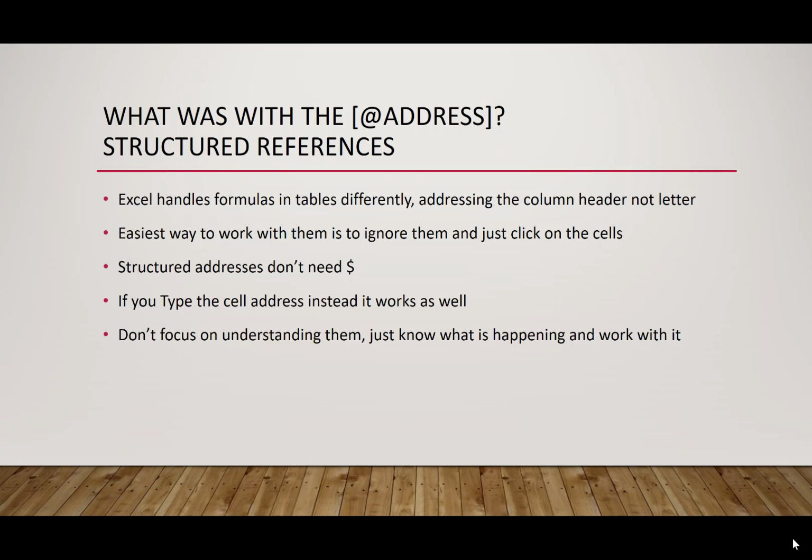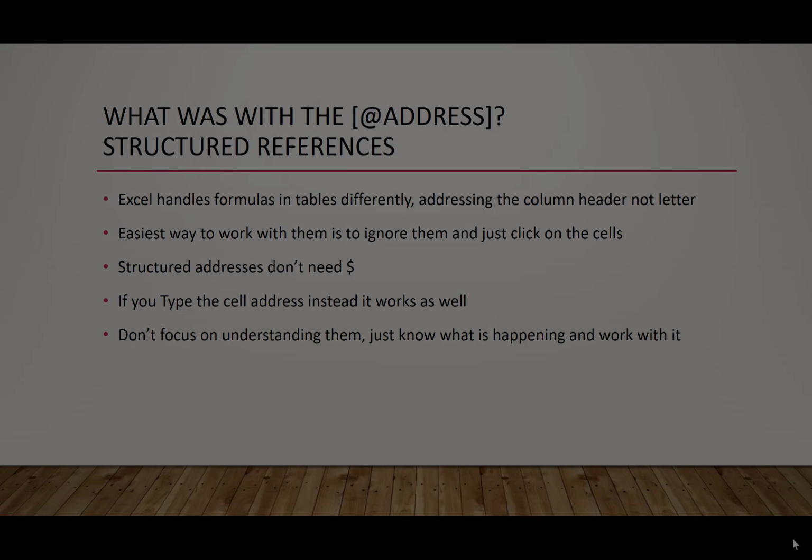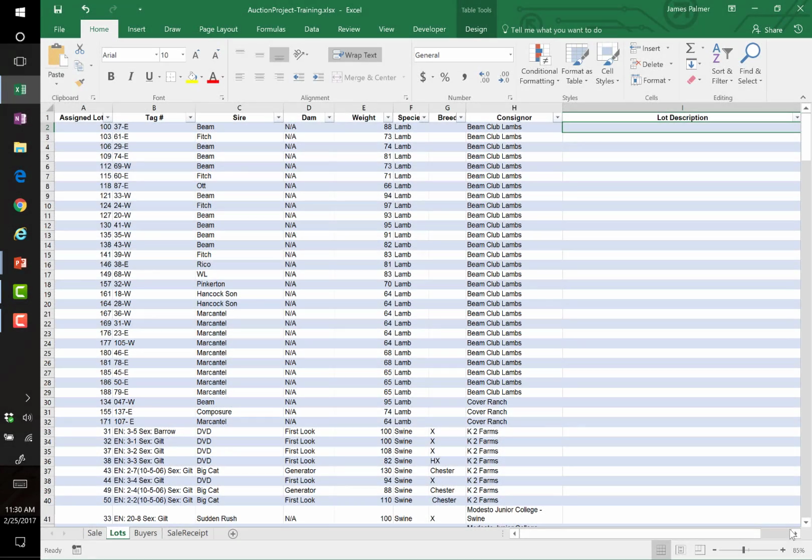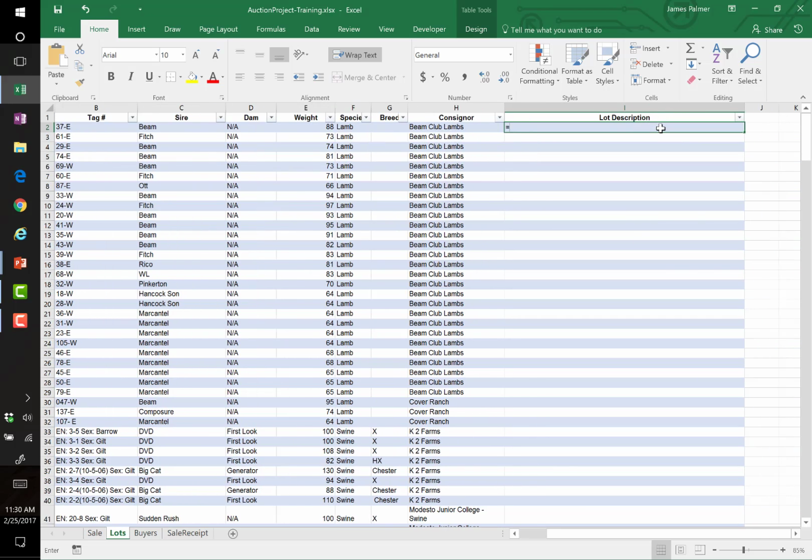So don't focus on really being able to read them so much, just know what's happening and work with what's happening. So let's begin by creating this first one of these cells. In I2 on the lots page, I'm going to click in there and I'm going to begin with the equal sign. Now yours doesn't have to be exactly the same here. What we're looking for though is we want to bring in the species, the tag number, who the sire was, and who the consigner was. Now how you add the spaces, the order you put those in, that's up to you.